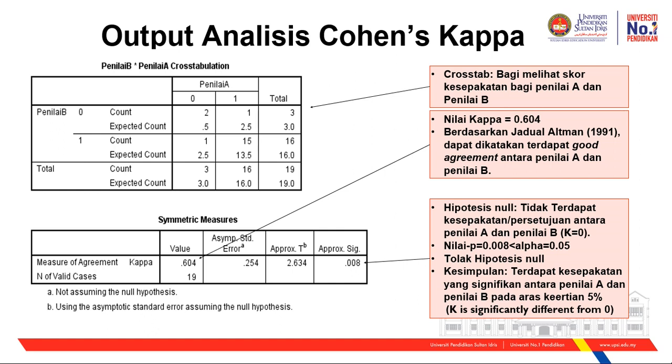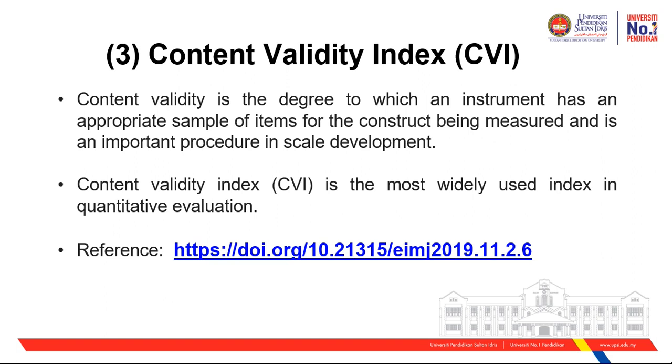The important thing here is your instrument. Again, the third method is the Content Validity Index. As I said just now, the CVI is a method for 2 or more experts. That is, if you use 2 or more raters. So this is the reference that I gave you. You can just refer to one of these.